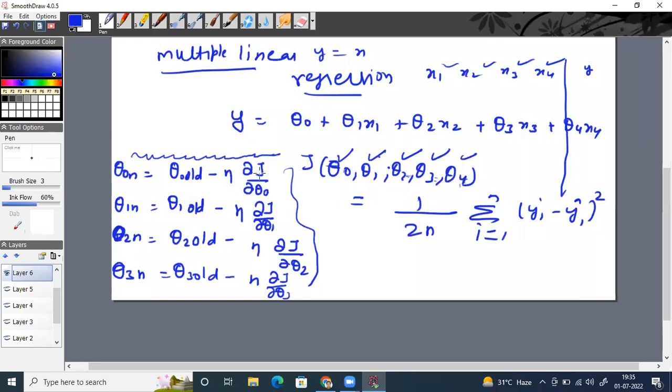And you have to update your weights. All the weights have to be updated: this one, this one, this one, this one, this one, using the same equation. You will update theta 1 as per this equation, theta 2 using this equation, theta 3 using this equation. But these updates should be simultaneous updates.